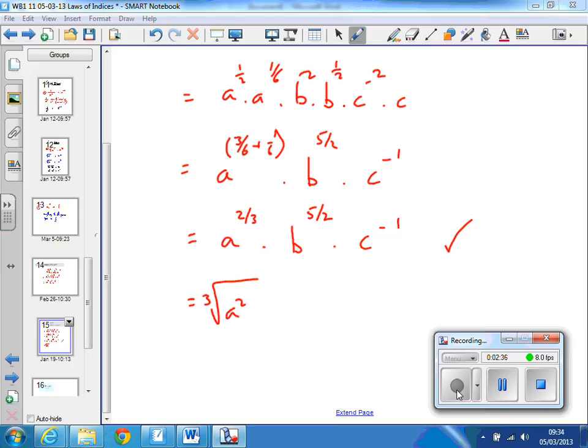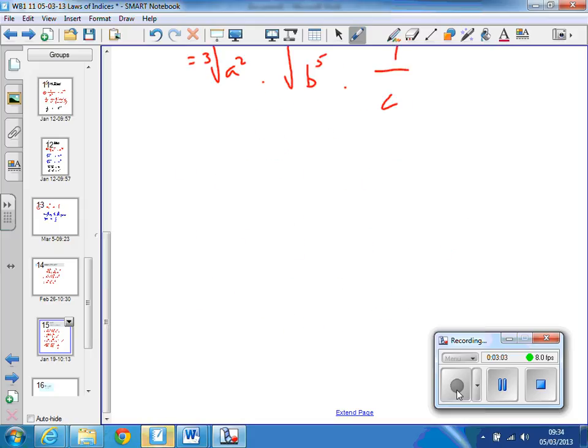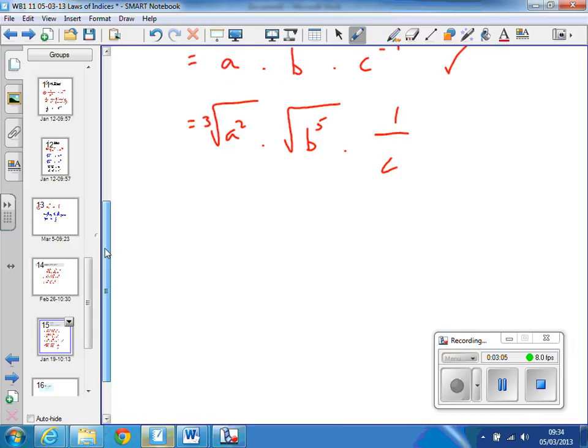So how do I write b to the 5 over 2? The 2 underneath is the root, and the 5 is just the power of the b. So this is multiplied by the square root of b to the power 5. And we don't normally bother with the 2 for the square root, so I'd leave it like that. C to the minus 1 means 1 over c, the inverse. So I could write this like that.